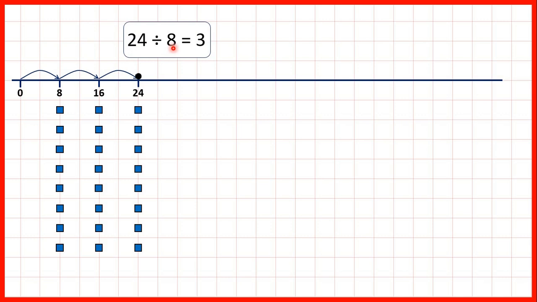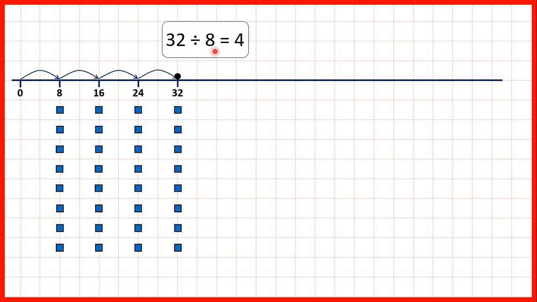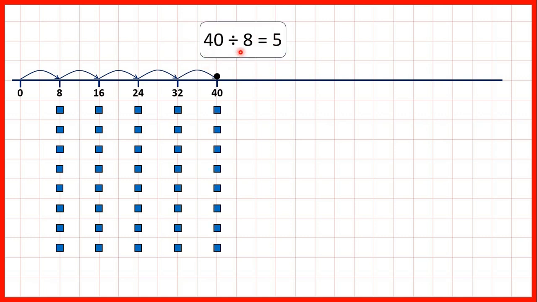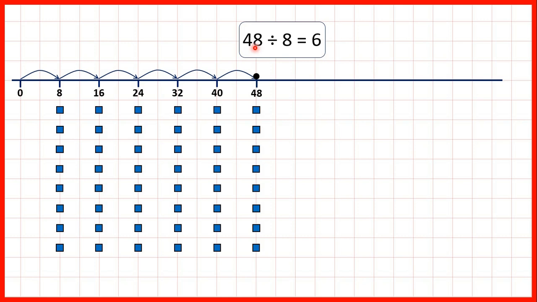24 divided by 8 is 3, because if we have 24 counters, we can make 3 groups of 8 or 8 groups of 3. 32 divided by 8 is 4. 40 divided by 8 is 5. 48 divided by 8 is 6.